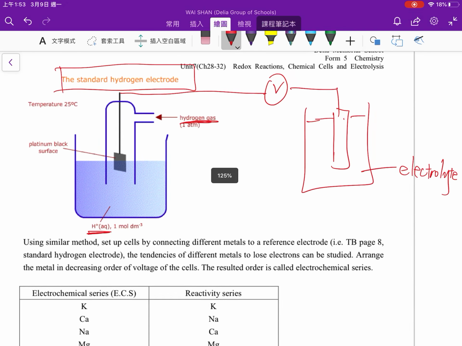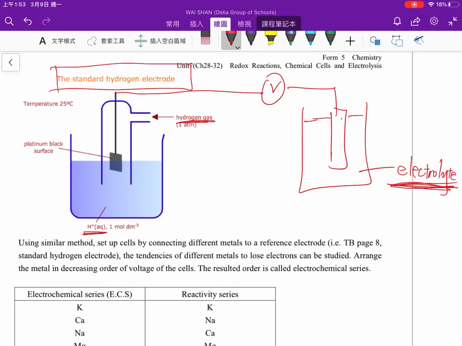Electrolyte, okay, to make it a fair test, this electrolyte we will use the same one, we won't change it. Okay, and then we connect different metals here. If the metal is reactive and loses electrons very readily, they like losing electrons, then the electrons will flow out from the metal and flow to hydrogen. Because there are a lot of electrons here, it is negatively charged, so the positive hydrogen ion will be attracted and gain electrons to form hydrogen gas.